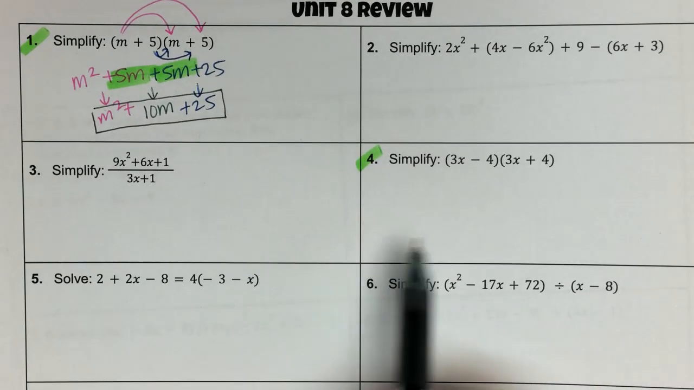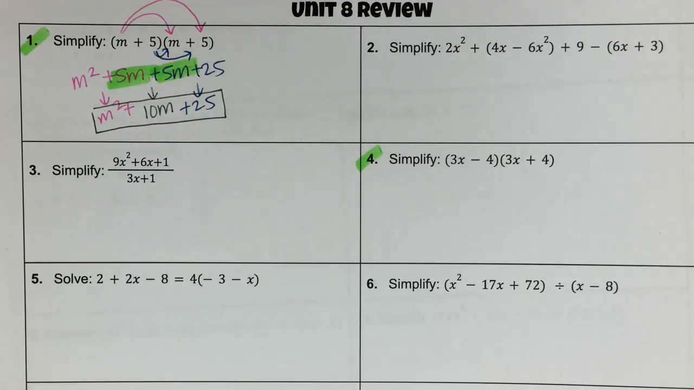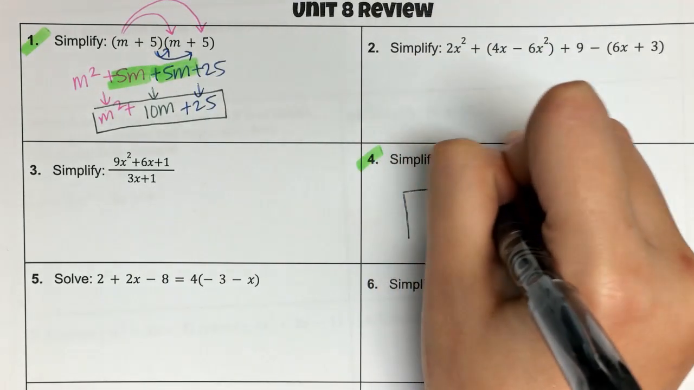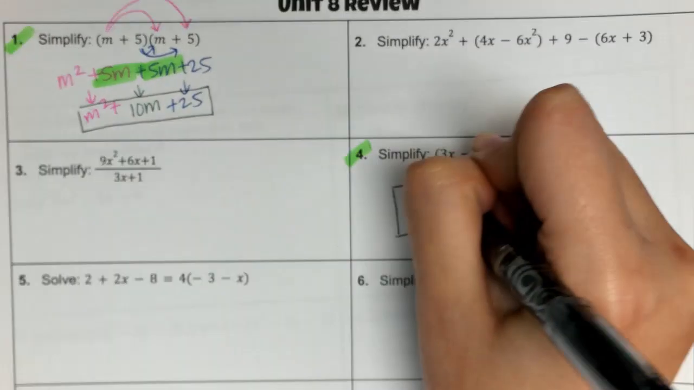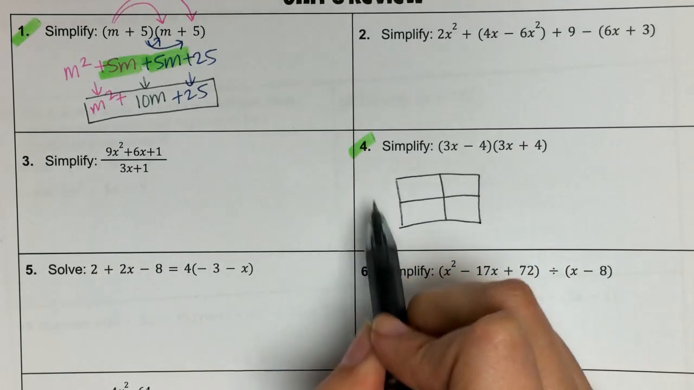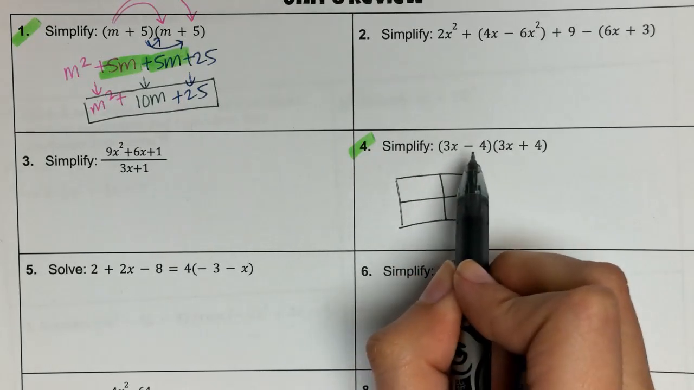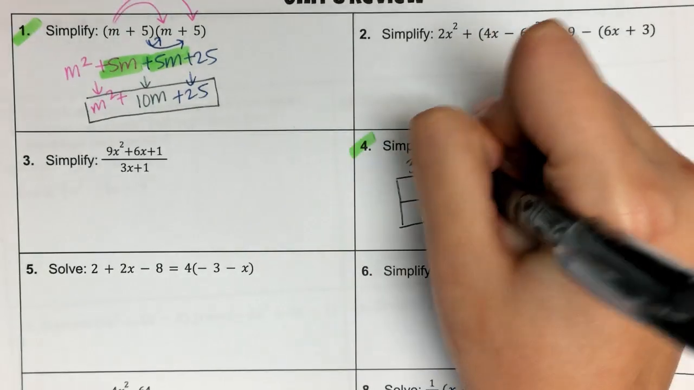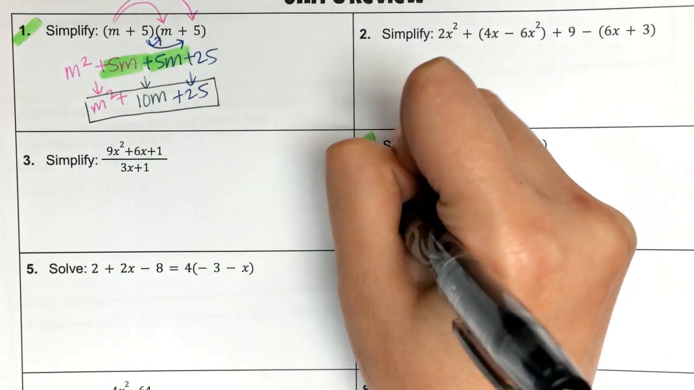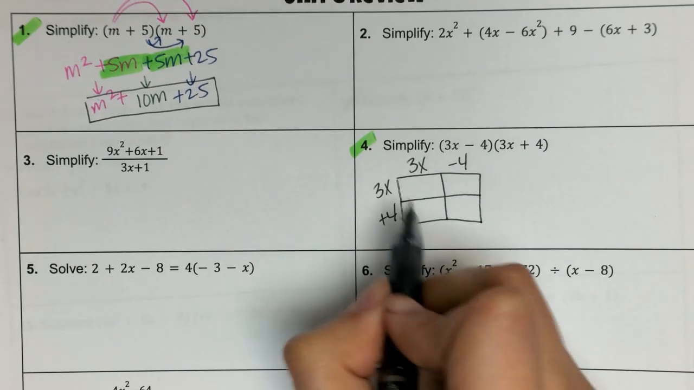Now you can solve number 4 similarly using double distribution, but we also have something called the box method, which is to say you're going to draw a 2 by 2 box. By 2 by 2, I mean 2 rows and 2 columns. On the outside of your box, we're going to put these parentheses. My first parentheses I'm going to put at the top, my 3x minus 4. On the side, I'm going to write my second one, 3x plus 4, which will just end up being a positive 4.